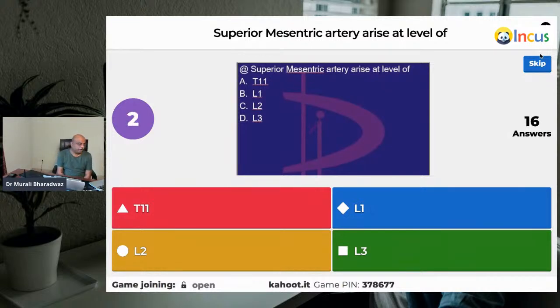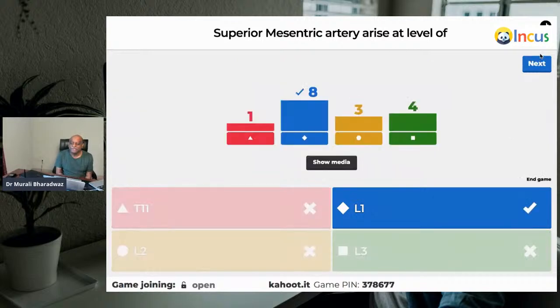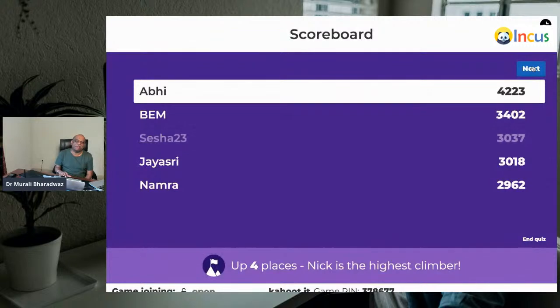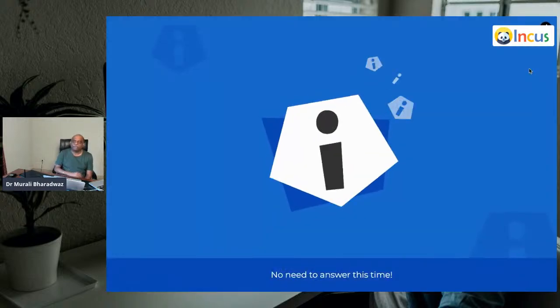Very good, very good. Boom, boom, boom. That keeps you on. Very good. Eight of you are absolutely right. And the most wrongly thought answer was L3. Yeah, the numericals you can never guess. You need to know them. So that makes Nick the highest climber. Very good.